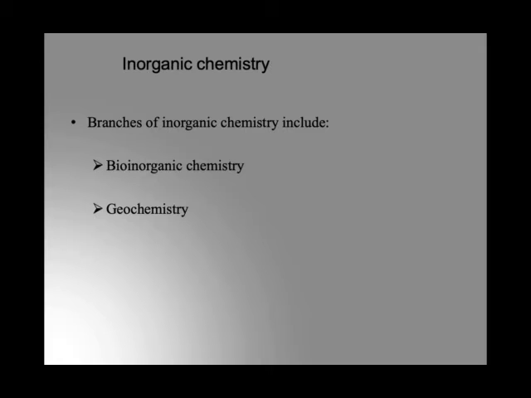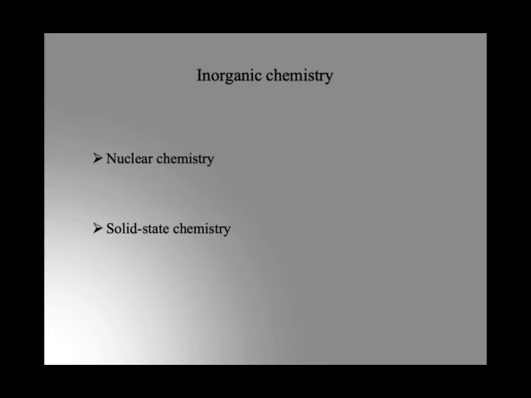The branches of inorganic chemistry include bioinorganic chemistry, which is the study of the interaction of metal ions with living tissues, mainly through their direct effect on enzyme activity. Geochemistry is the study of the chemical composition and changes in rocks, minerals, and atmosphere of the earth or a celestial body. The branches of inorganic chemistry include nuclear chemistry, which is the study of the radioactive substances, and solid state chemistry, which is the study of the synthesis, structure, and the properties of solid materials.